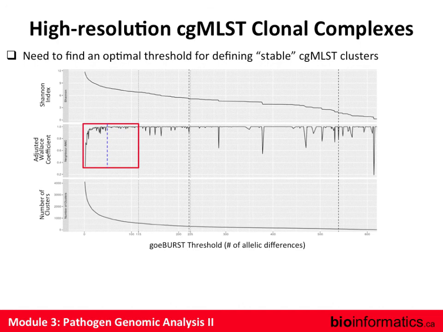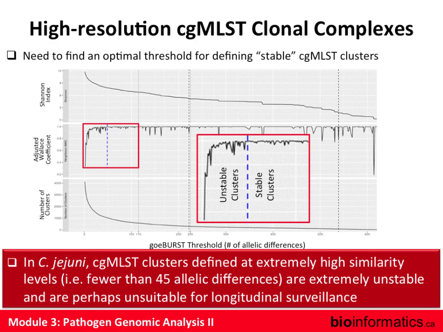So, what we know, for example, in Campylobacter, we've done a lot of work, we have a scheme of about 700 genes. The clonal complex, we think, should probably be scaled back to about 650 out of 700 genes. Groups that are defined at that similarity level are pretty stable. Anything above that, it's too unstable. We don't think it's worth giving a name.